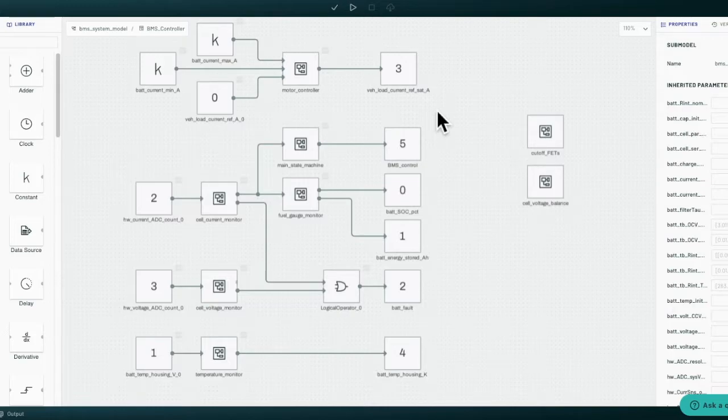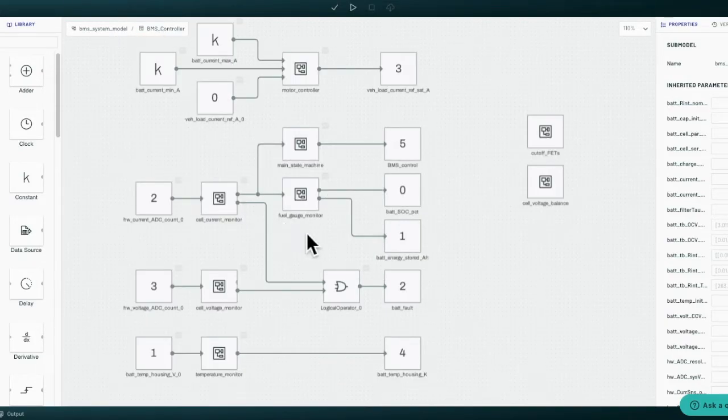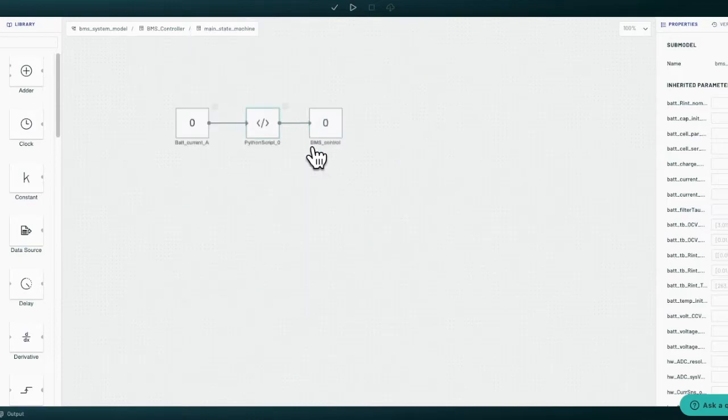One such module is cell current monitoring. Inside cell current monitoring, we are converting ADC value to engineering value, that is current in ampere. We are also doing fault detection for overcurrent and undercurrent in positive and negative direction. This engineering value of the current is later used inside the main state machine.